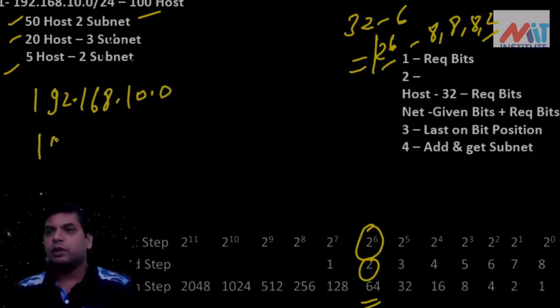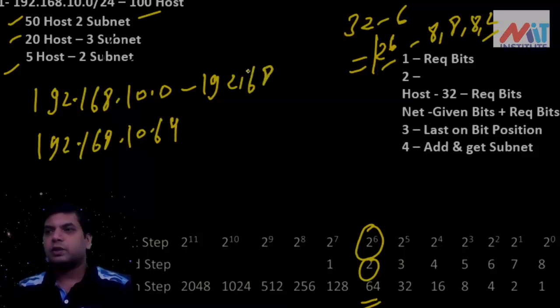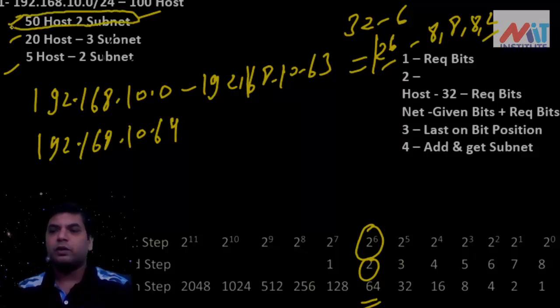So our network will be 192.168.10.0, and we need to add 64, so 10.64. Our first network goes from 192.168.10.0 to 10.63. This requirement is fulfilled. We have 50 hosts in our first network, and the subnet mask for this network will be /26. This requirement is over. Now we need to create another subnet for 20 hosts.